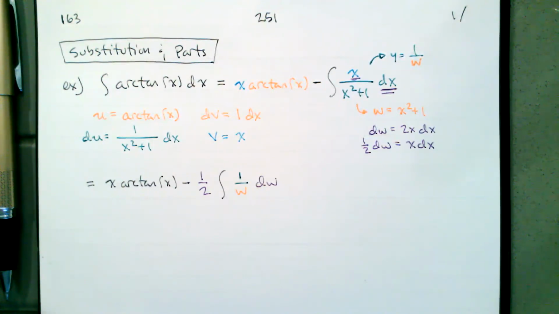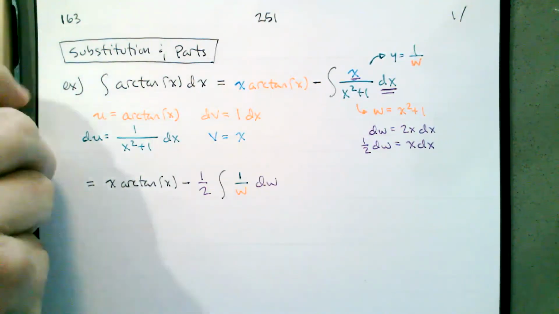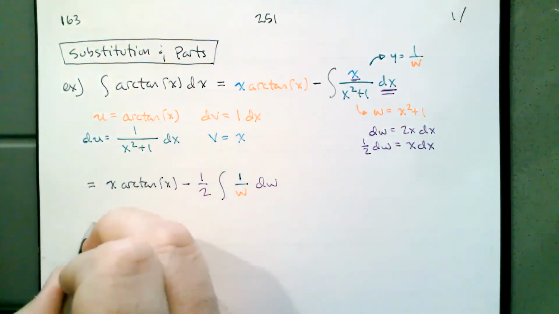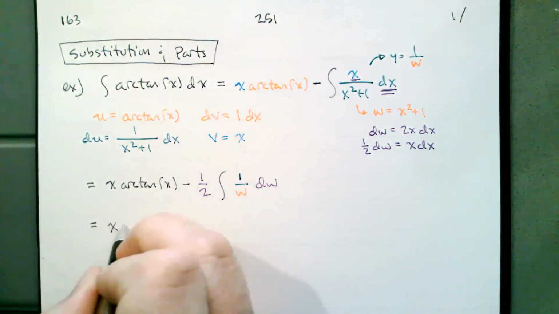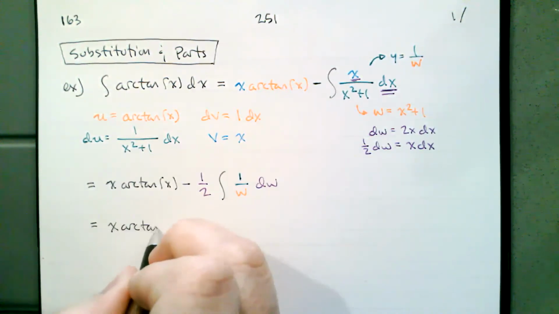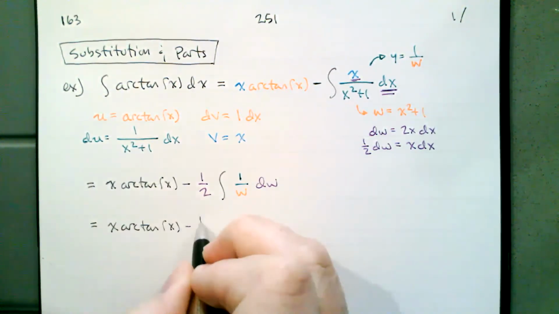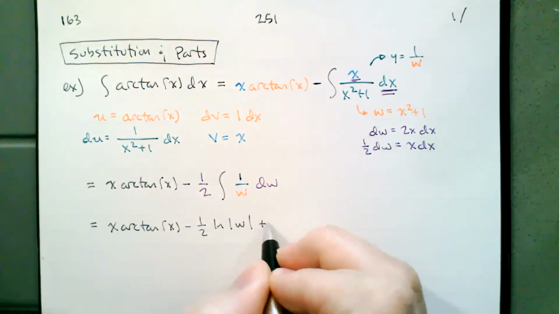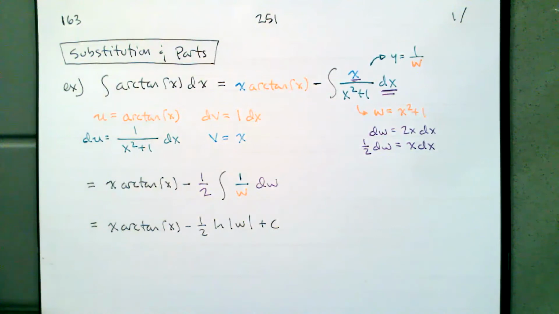Now we just need to integrate the 1 over w. The integral of 1 over w is natural log of w, since we can't do the add 1 to the exponent business. So I have x arctangent x minus 1/2 natural log absolute value of w plus c. And we can write the plus c at this point because we have done the integration part.